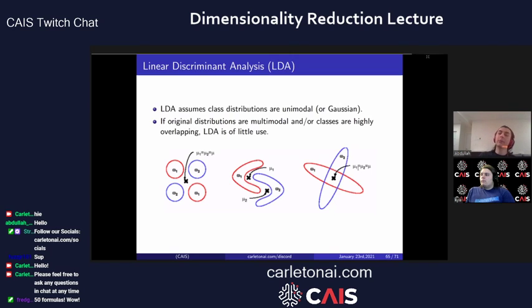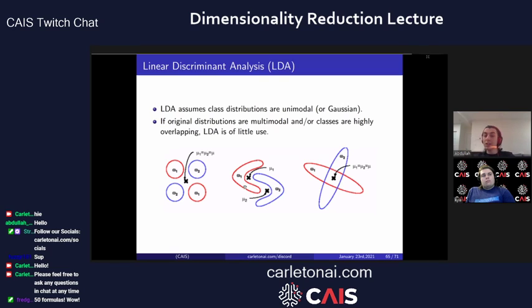However, just like we talked about the limits of PCA, we really have also a lot of limits for LDA. So LDA assumes that the class distributions are unimodal or they're Gaussian. So for example, if you look at this case, we have two classes, each one of them represented by a circle. Now, the means of both classes and the mean of the entire data are equal to each other. So to try to do the separation is going to be very tricky.